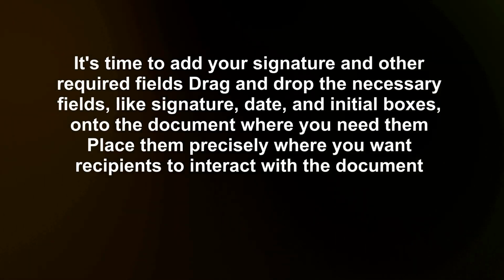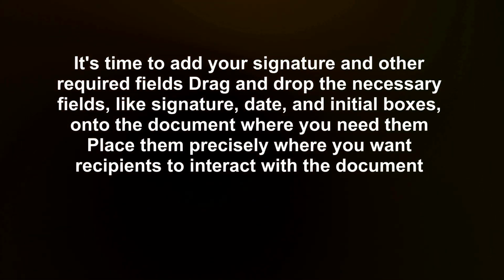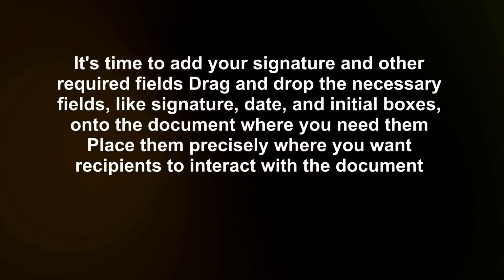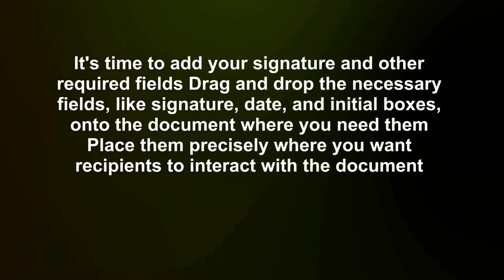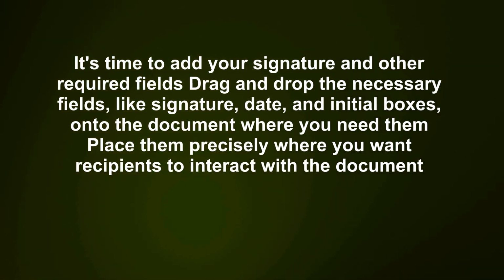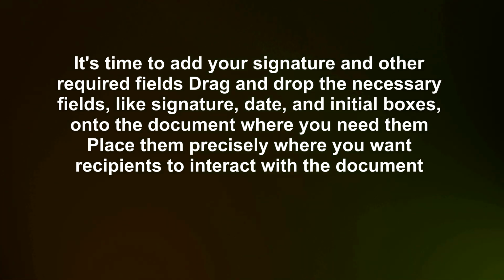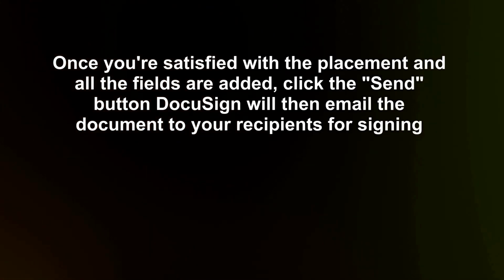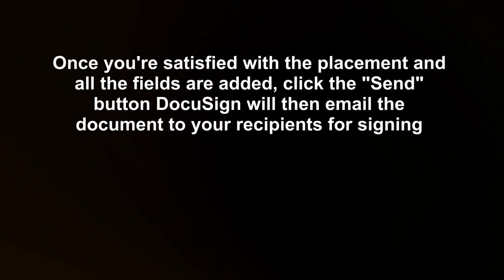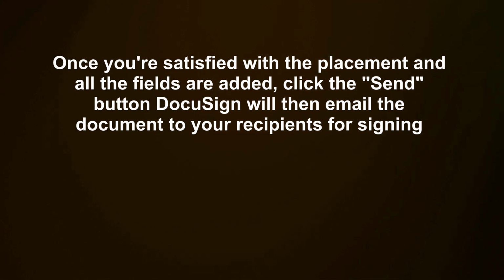It's time to add your signature and other required fields. Drag and drop the necessary fields, like signature, date, and initial boxes, onto the document where you need them. Place them precisely where you want recipients to interact with the document. Once you're satisfied with the placement and all the fields are added, click the Send button. Docusign will then email the document to your recipients for signing.